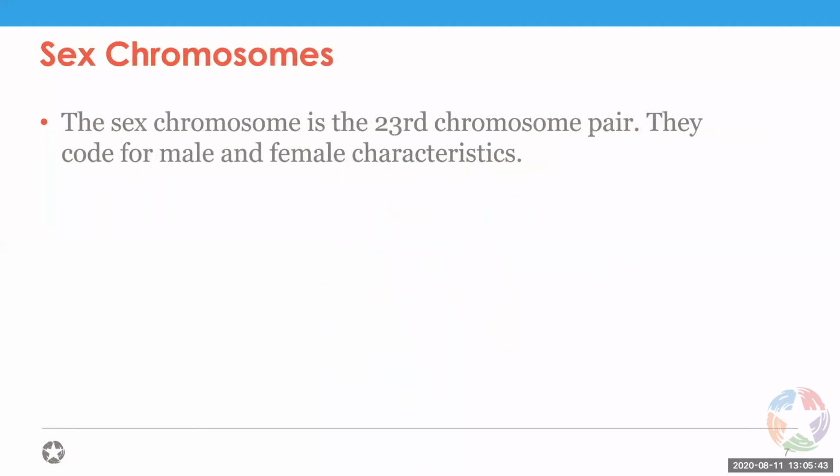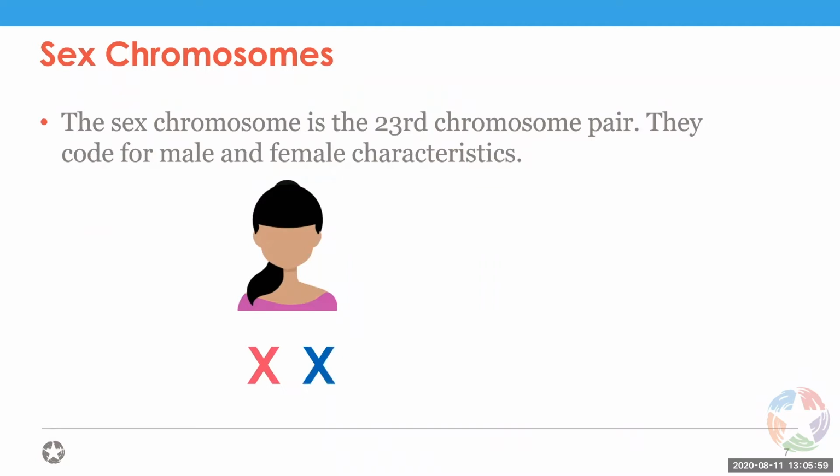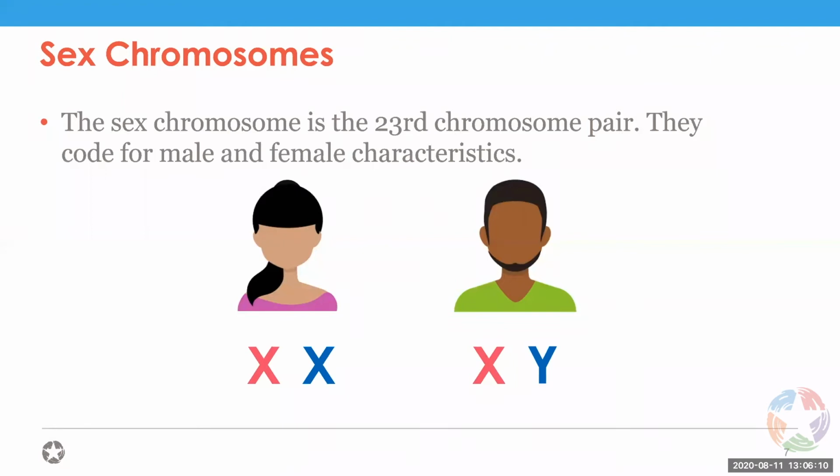The sex chromosome is the 23rd chromosome pair. They are similar to the 22 autosomal chromosomes, however, they code for male and female characteristics. Females have 2 X chromosomes, one from their mother and one from their father. Males have 1 X chromosome that they receive from their mother and 1 Y chromosome that they receive from their father.